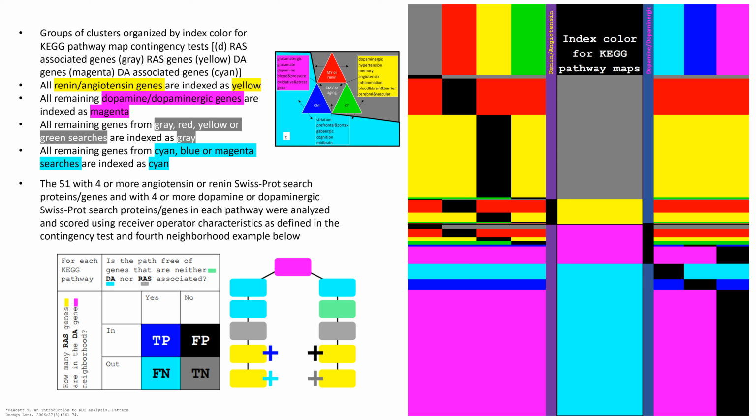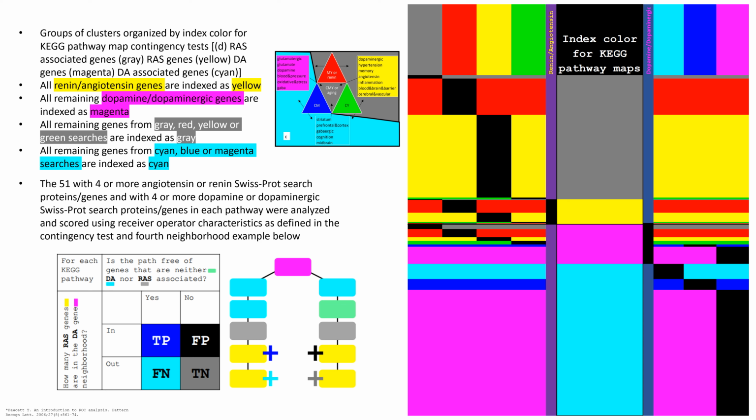Indexing for KEGG pathway map masking is RAS-associated genes gray, RAS genes yellow, DA genes magenta, DA-associated genes cyan. For each neighborhood 1 through 5 surrounding RAS nodes, pathways through edges were examined for DA node proximity. If the path contained only DA-associated and/or RAS-associated nodes, the RAS node was marked with a blue cross, true positive, for in, or a cyan cross, false negative, for out, of the neighborhood being examined.